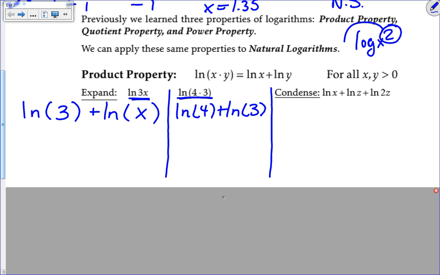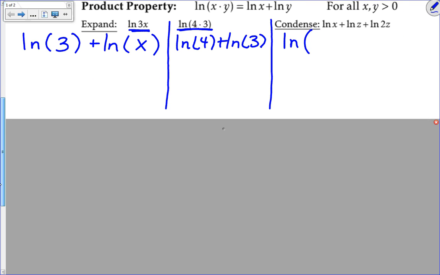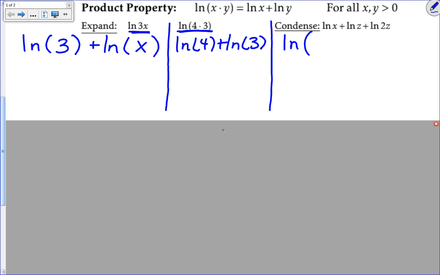So now, if I give you something that's broken up with addition, so now we have multiple natural logs here. We have ln of x plus ln of z plus ln of 2z. How could we bring these all together into one natural log? So we have this addition, right? And addition means what? Multiplication. So we're going to take all the pieces, and since we're adding all the way in between, we're just going to multiply them, right? So we're going to have x times z times 2z.